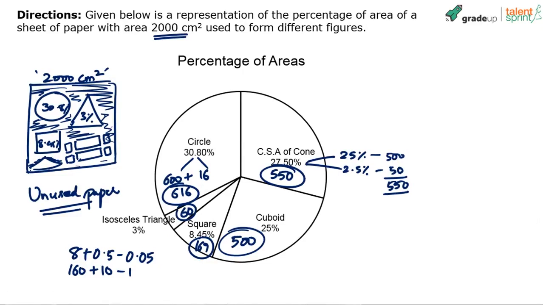And you can also find out the remaining area now. 2000 minus all these values will give us the remaining area, right? Or the percentages can be summed up, and then 100% minus the sum of all these percentages will give us the percentage of remaining area. Okay, so your choice there. Anyway, so that's the data here.